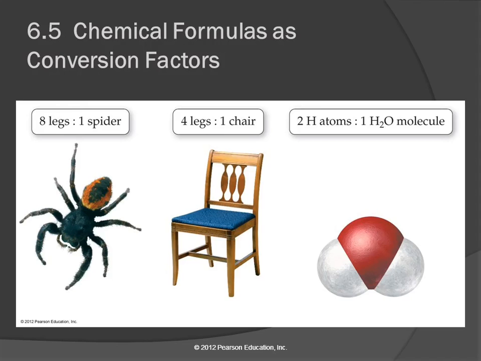I don't like spiders, but there's a big old spider. Big spider. 8 legs on a spider. How many legs on 2 spiders? 16. There's a chair. This chair has 4 legs. If I had 3 chairs, how many legs? 12. So we can do that. Here's a water molecule. Each water molecule has 2 hydrogen atoms. If I have 3 water molecules, how many hydrogen atoms? 6. See, you could do it. That's all it is.